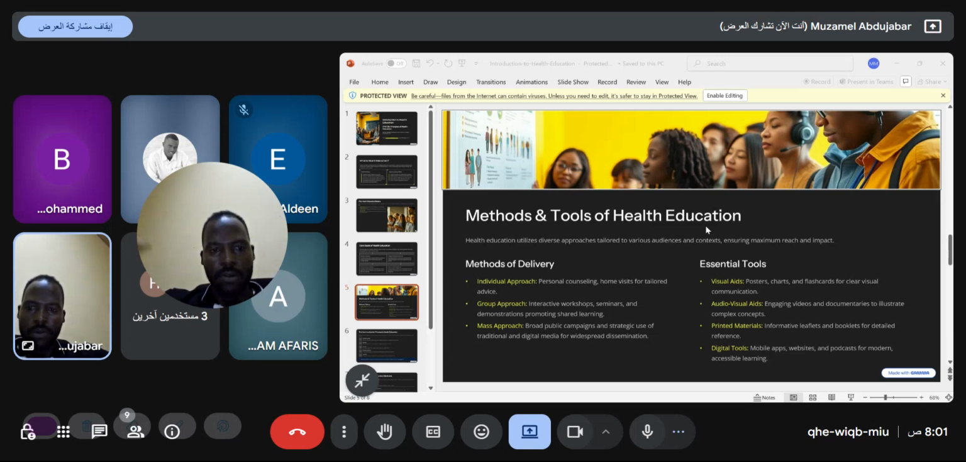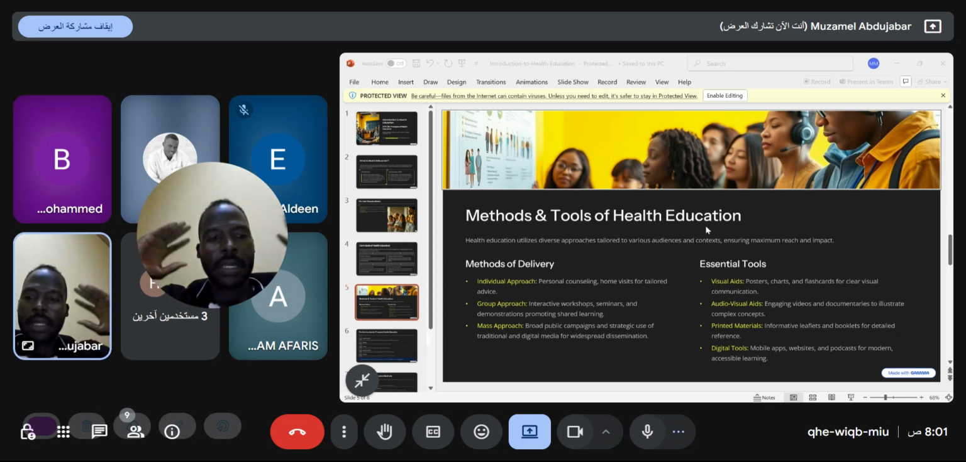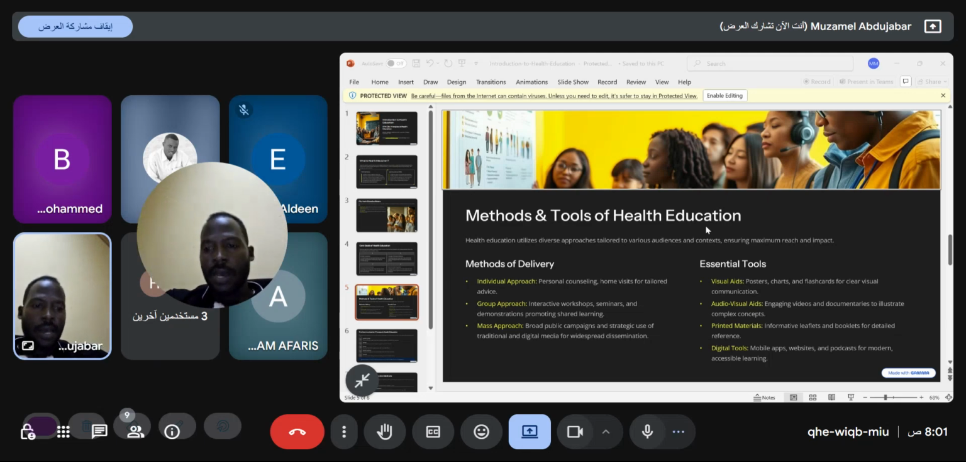Yeah, there are some mobile applications and also websites. For example, if you need awareness about cholera, there are some apps that can give you that awareness. Additionally, websites are also digital tools. You can go through a website and see information and awareness for the community about some diseases.